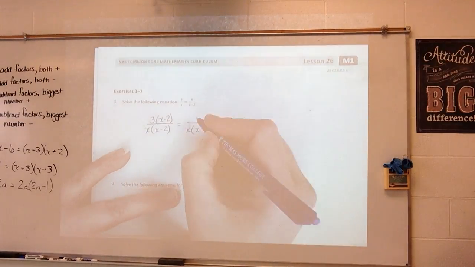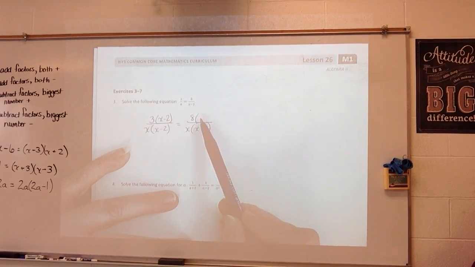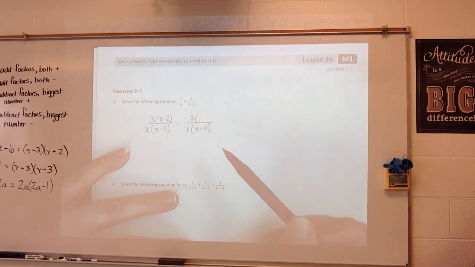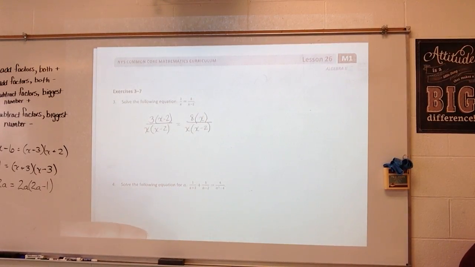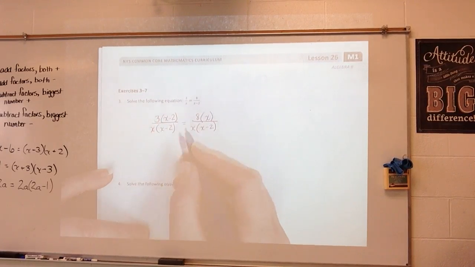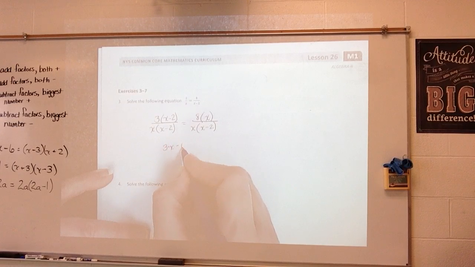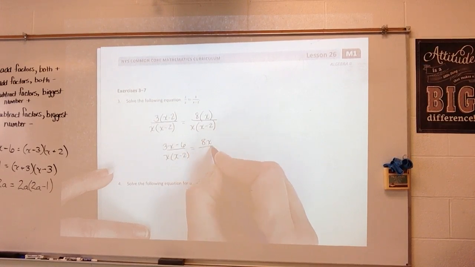All right, look over here. I'm going to go ahead and copy that 8 down. I have x minus 2. The only thing I'm missing here is the x. So I'm going to go ahead and multiply through. 3 times x is 3x. 3 times negative 2 is negative 6. 8 times x is 8x.